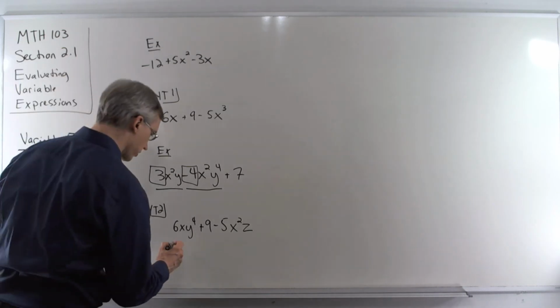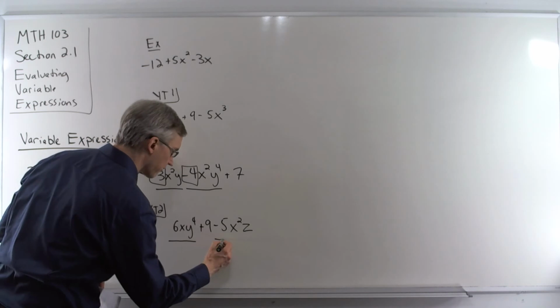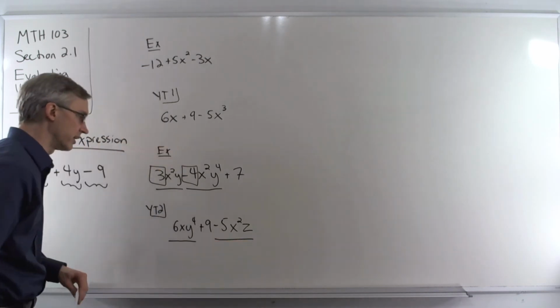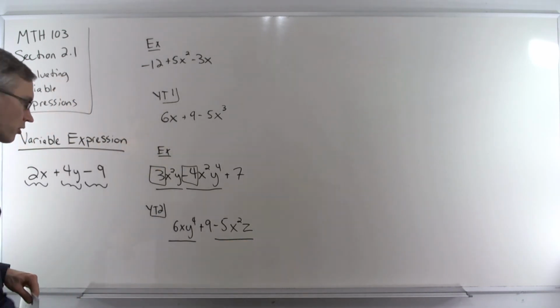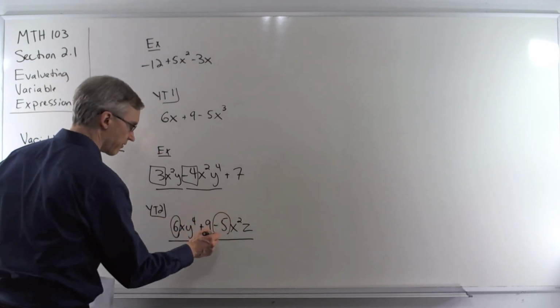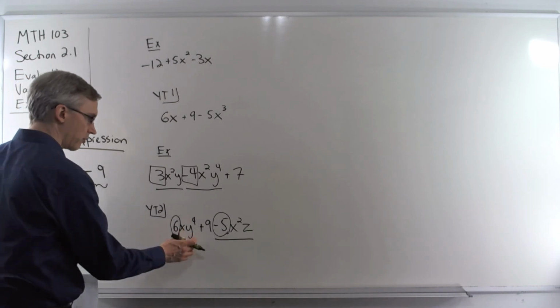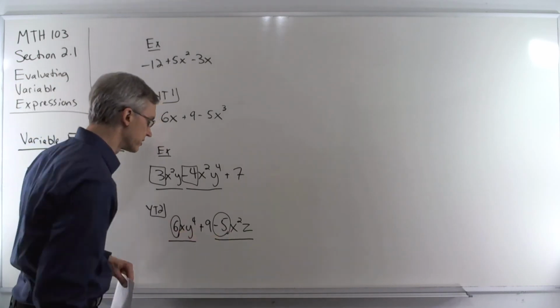So our two variable terms will be 6xy to the fourth and negative 5x squared z. The coefficients are 6 and negative 5, and the variable parts are x, y to the fourth, and x squared z.